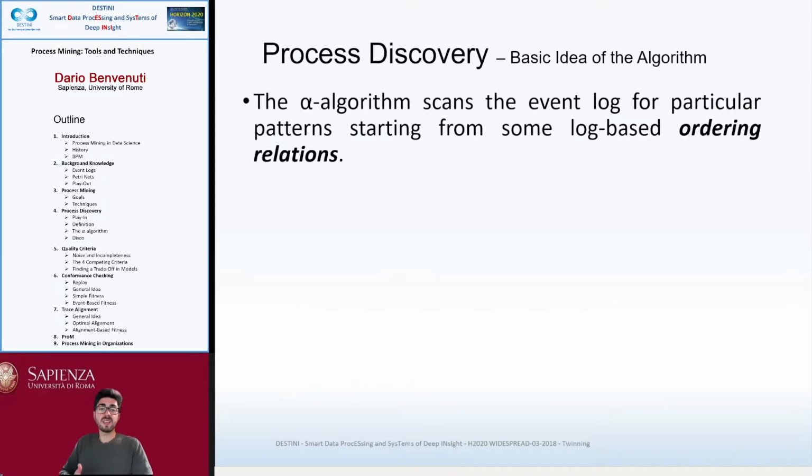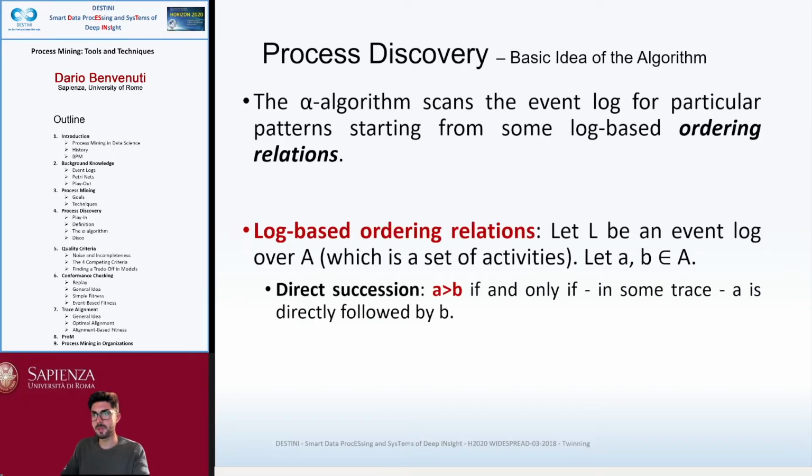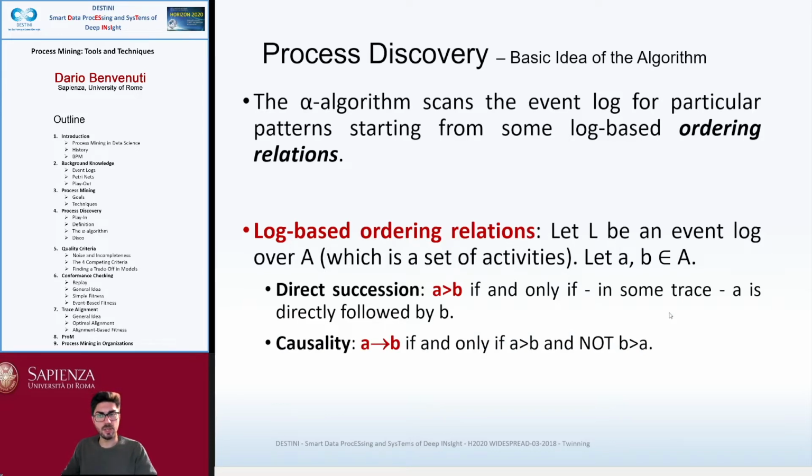And the basic idea behind this algorithm is to scan the event log and to look for particular patterns that could be, for example, ordering relations. So we can look at some of them. We can have a direct succession if, for example, in some trace A is directly followed by B. We can have a causality relation if A is followed by B but not vice versa. So we can say that B depends completely on the execution of A.